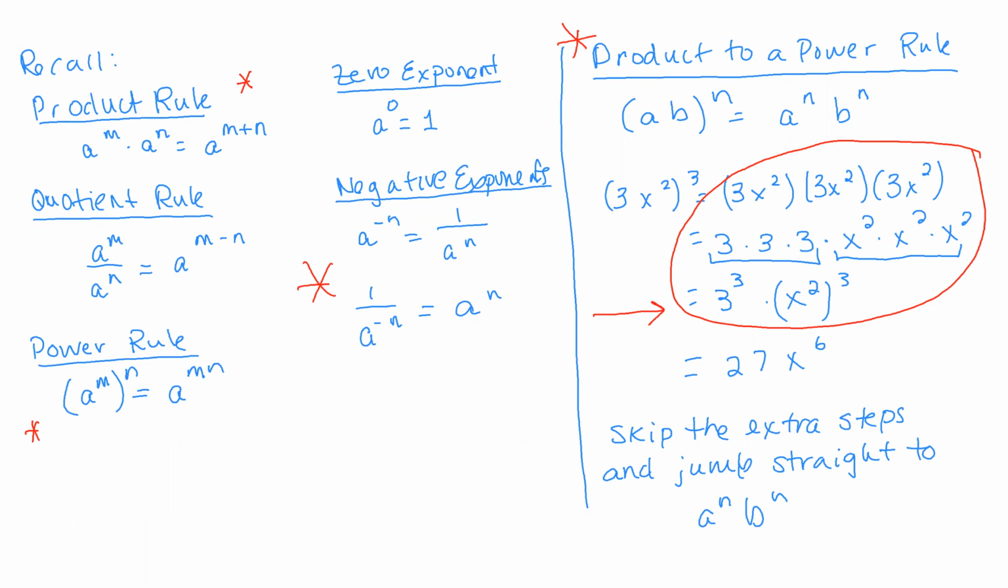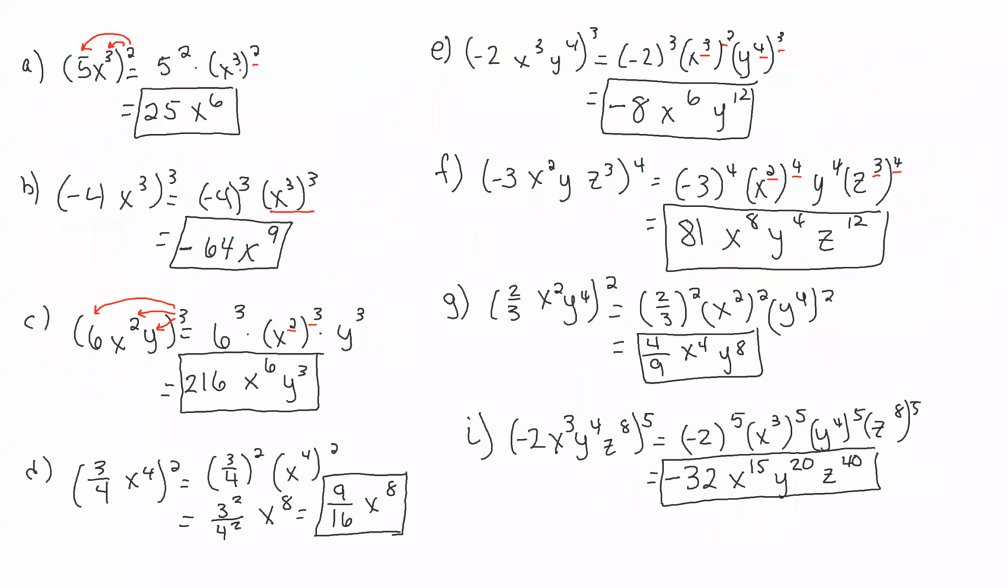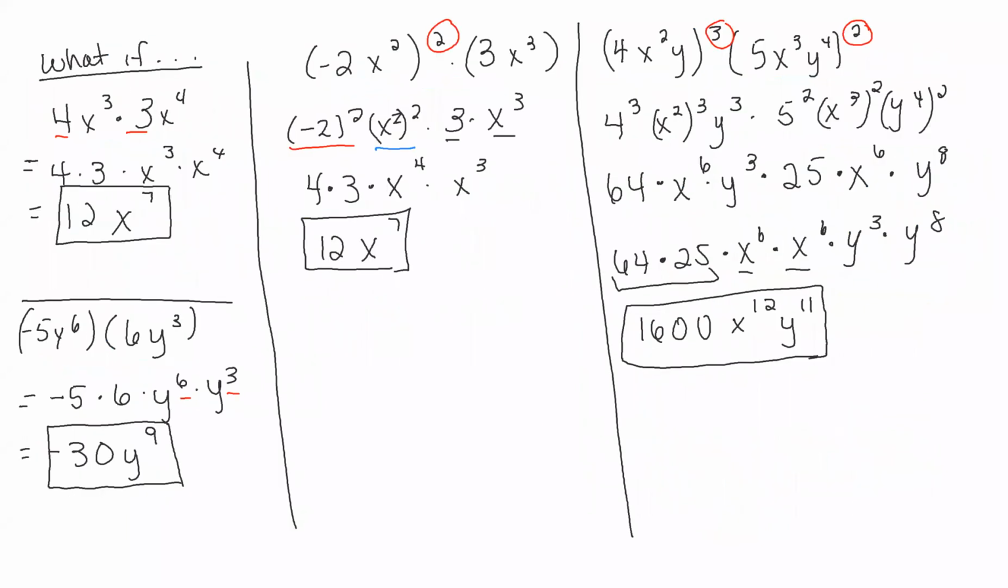Now, for the new rules that we learned in this video, we talked about the product to a power rule. So when you have a product raised to a power, so you have an entire product in parentheses raised to a power, that power comes into each factor of the product. We looked at lots of examples. And then we even looked at a couple of examples where we expanded what we already knew. We took a couple of terms and then we multiplied those.